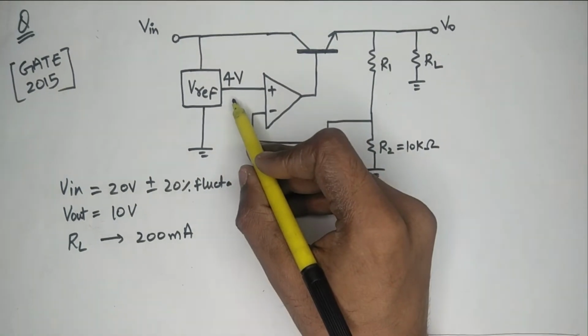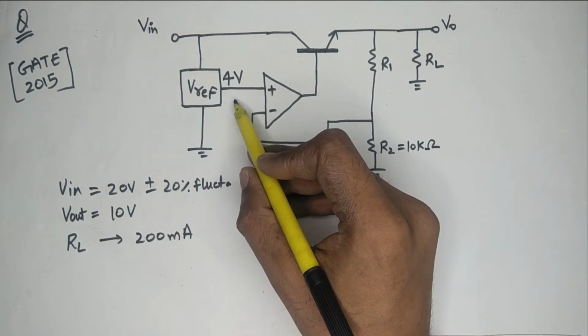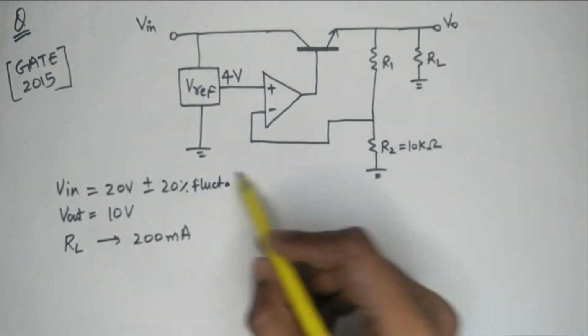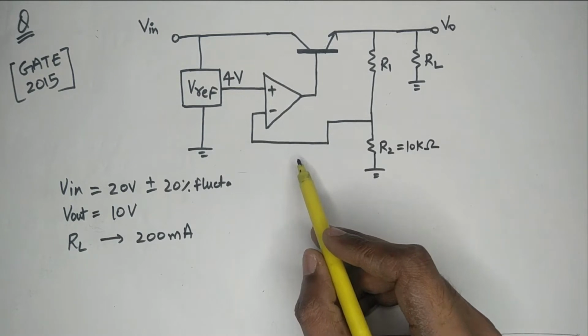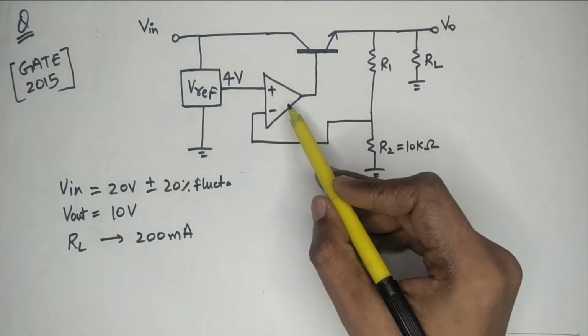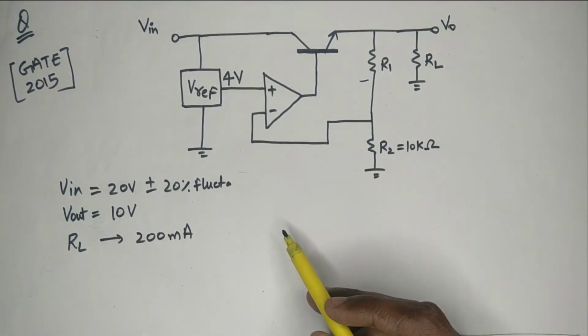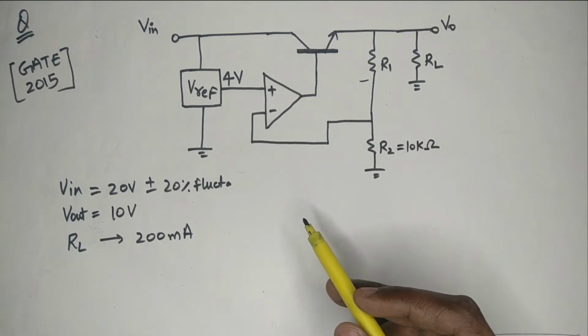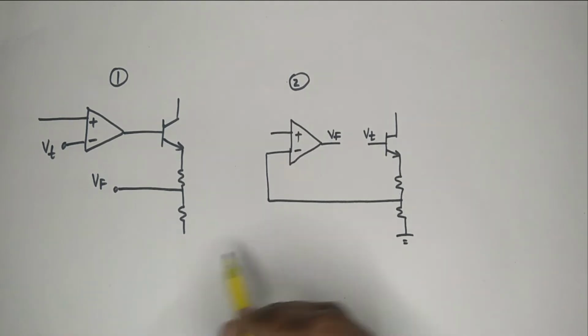This 4 volt at the positive input terminal of the op-amp is generated by some voltage reference circuitry, for example a Zener diode in series with a resistor. And to apply the concept of virtual short, we have to check whether this circuit is stable or not. By checking the sign of loop gain, we can tell whether the circuit is stable or not. The loop contains the op-amp, BJT and a resistive divider, and there are different ways possible to break the loop. Now let's see what those ways are. These are the two possible combinations of breaking the loop.